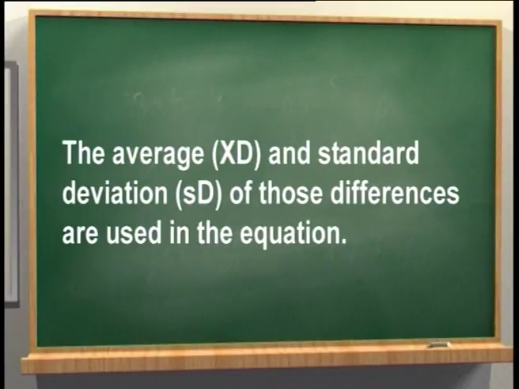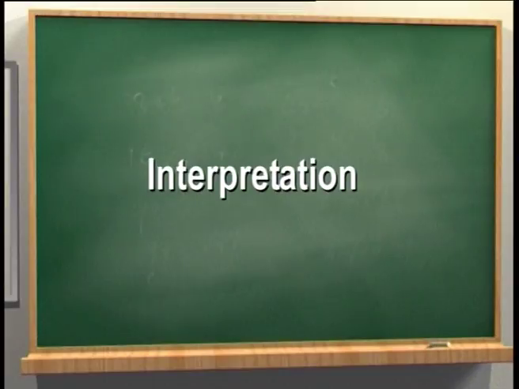For this equation, the difference between all pairs must be calculated. The pairs are either pre-test and post-test scores, or between pairs of persons matched into meaningful groups. The average and standard deviation of those differences are used in the equation. The constant mu 0 is non-zero if you want to test whether the average of the difference is significantly different from mu 0. The degrees of freedom used is n minus 1.